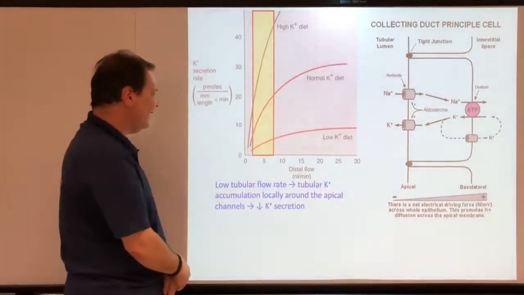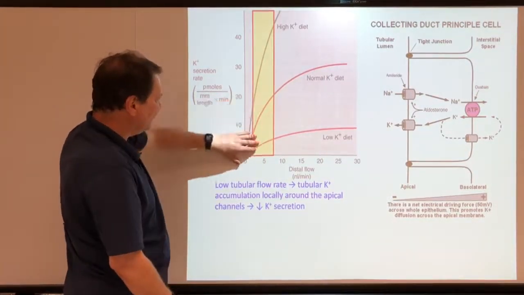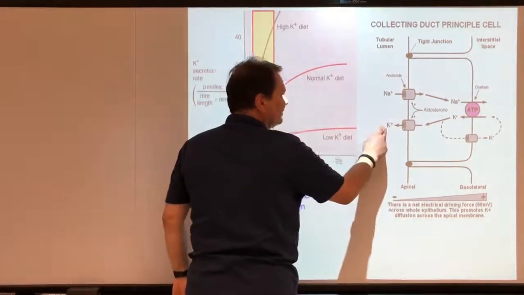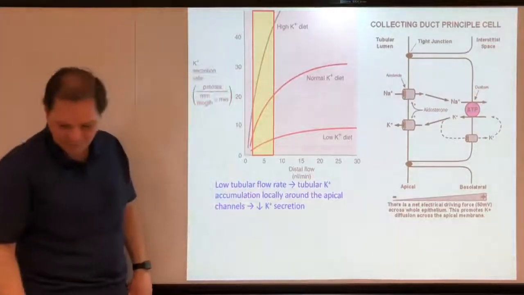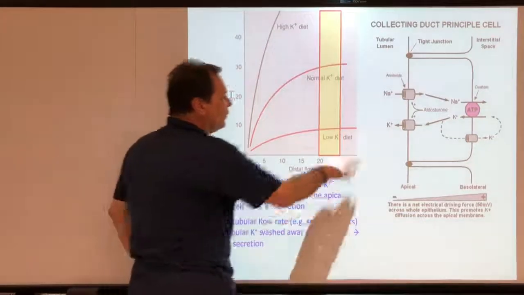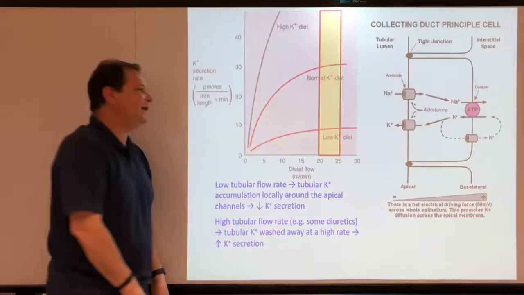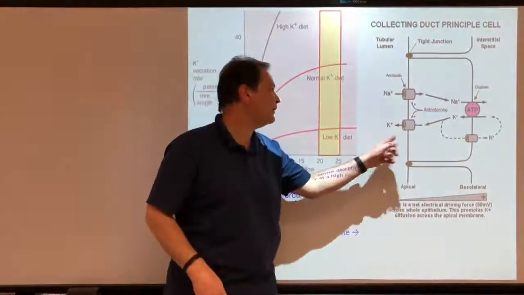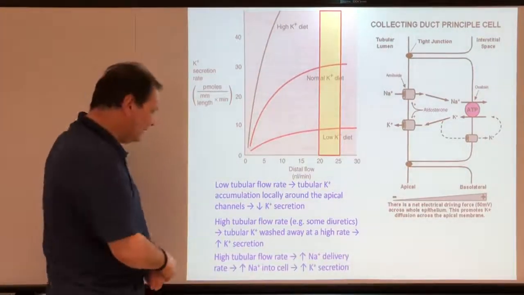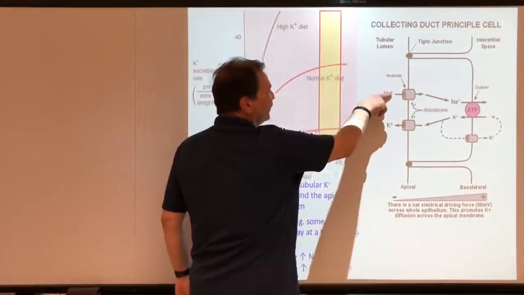So if we have a low flow rate, you will notice that secretion is down here. And that is because this potassium is accumulating around the channels. You decrease that concentration gradient. With the high tubular flow rate, as I said just a minute ago, now you're washing that potassium away, you're increasing that concentration gradient, and more potassium will actually go through the channel from high concentration to low concentration, okay?